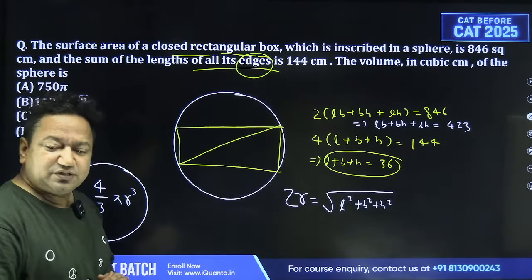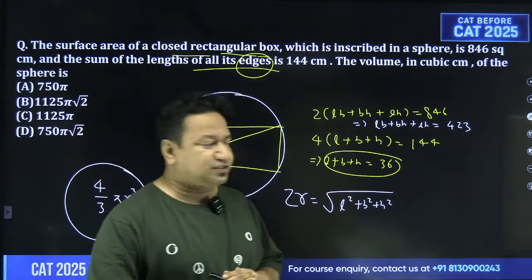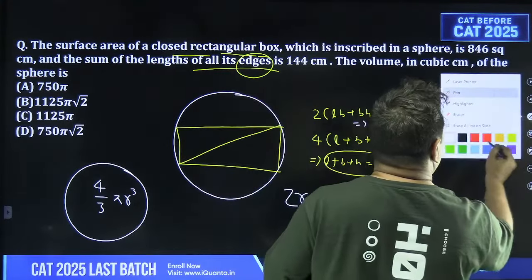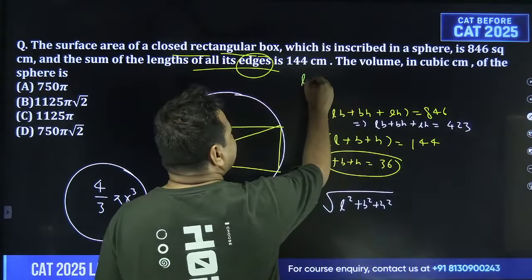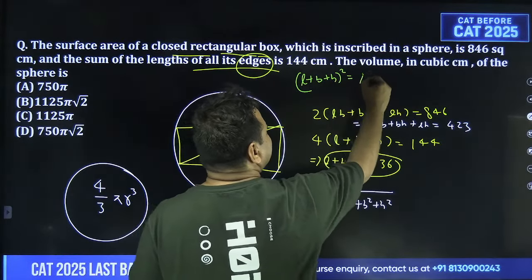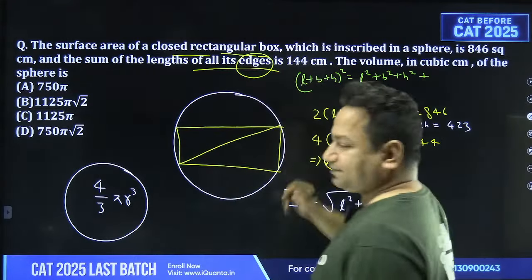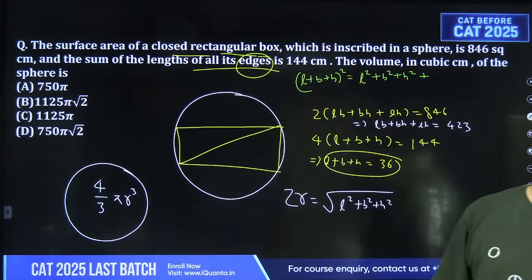Now we can use the algebraic identity. Which identity? You remember the identity? L plus B plus H whole square, this identity. What do I get? I'll get L square plus B square plus H square plus what? Plus what do we get?